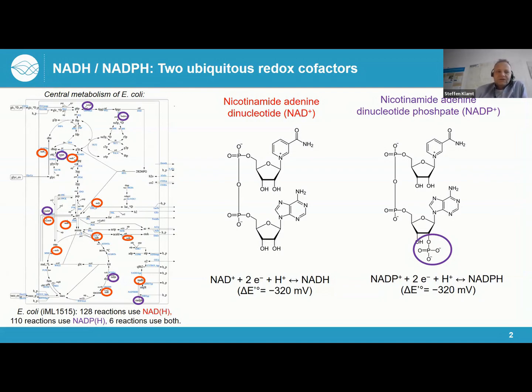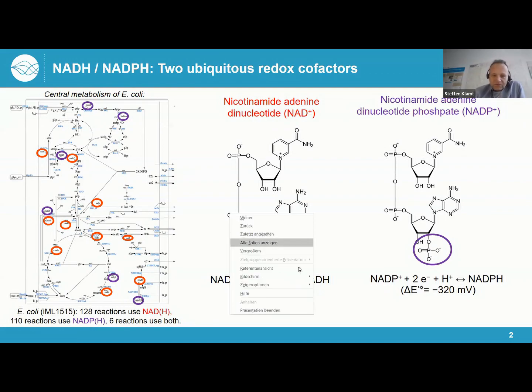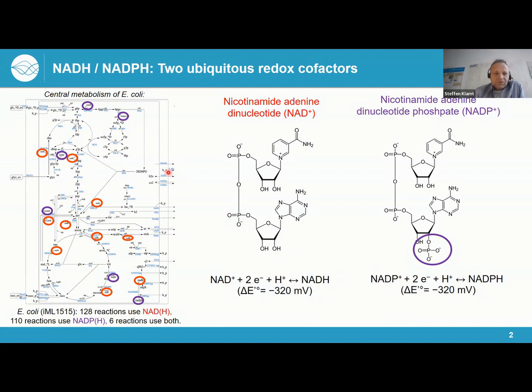So we all know that NAD and NADP are two ubiquitous redox cofactors or coenzymes that occur in any type of living cells. For example, here you see the central metabolism of E. coli, where you can already find 15 reactions using NAD or NADP. And in the genome scale model of E. coli, you will see that there are 128 reactions using NAD, 110 reactions using NADP, and 6 reactions using both.